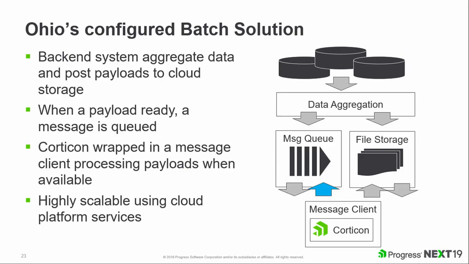So what's happening here is that the Corticon server is wrapped inside of a message client. That message client is listening on the queue for another record ready to be processed. When it gets it, it's just going out, retrieving the data, passing it to the Corticon server to do its real processing, and then it's pushing the results back out, where some other backend system or process they have is going to pick up those results.